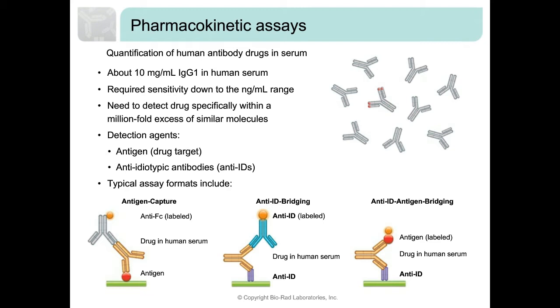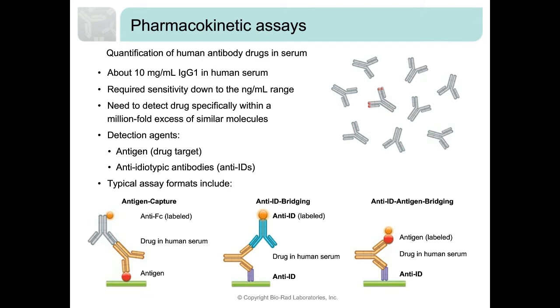Typical assay formats are shown at the bottom of the slide. The antigen can be used to capture the drug antibody, which is then detected by an anti-Fc antibody. Problems may arise with this assay format since patient serum can contain autoantibodies against the target, and the anti-Fc detection reagent, which is the gray antibody, will react with all human antibodies present in the sample. This may lead to false positive results if an extensive washing protocol is not established.